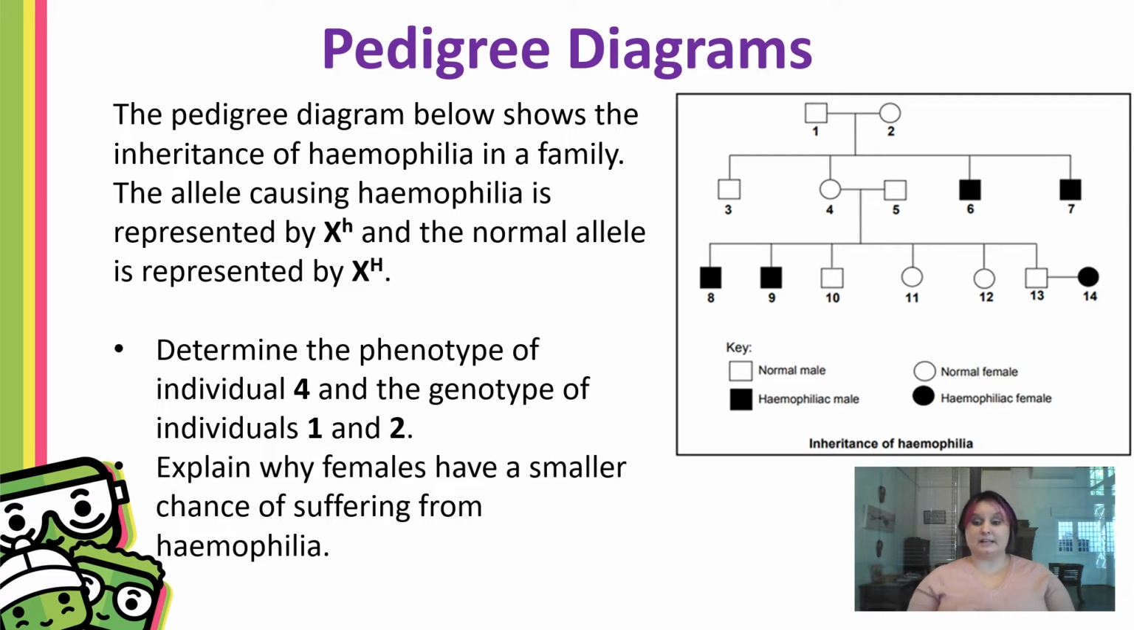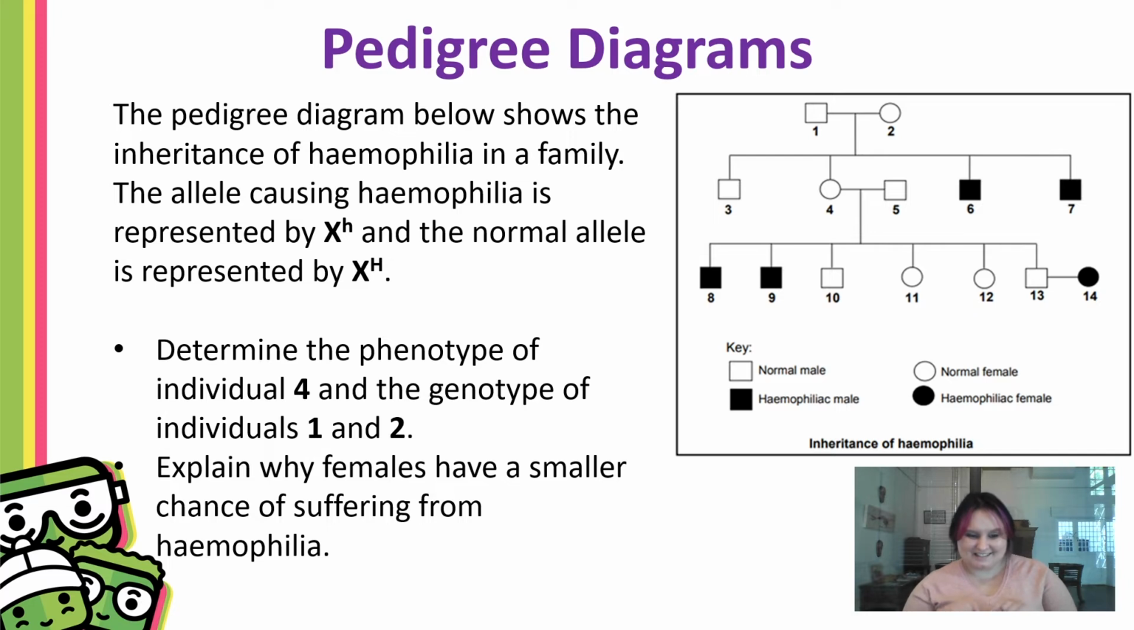So this we can actually get straight off the picture. If we have a look, where is individual 4 located? We can see in the middle row there, we've got individual 4, and it's a circle and it's not colored in. So that tells us that individual 4 is a normal female. There we go, we've answered a question already.